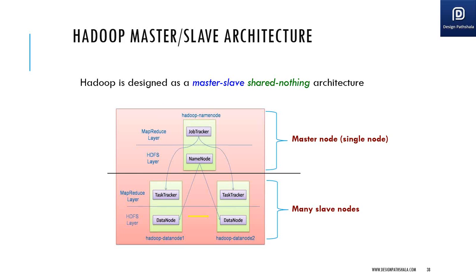So in this slide, you can see that I've added two more things. One is called the job tracker and one is called the task tracker. And you can also see the job tracker is running on the node called the name node, and the task trackers are running on the nodes called data nodes.